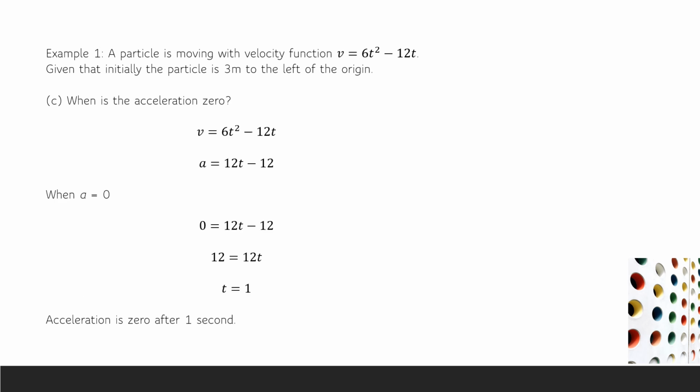When is the acceleration 0? Well, acceleration is the derivative of the velocity. So if you differentiate that, you get 12t minus 12. When is the acceleration 0? Sub a equals 0 and t equals 1. So the acceleration is 0 after 1 second.